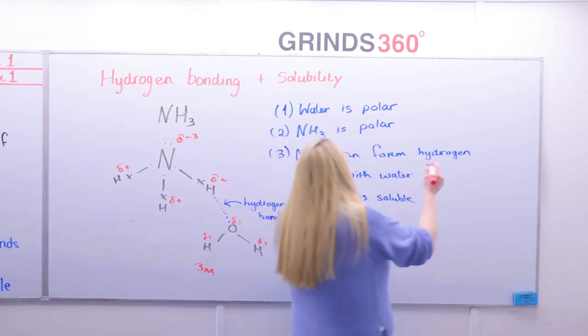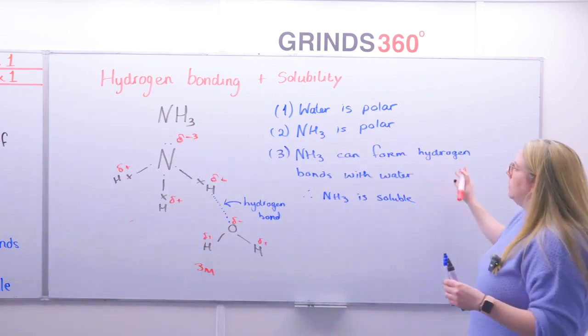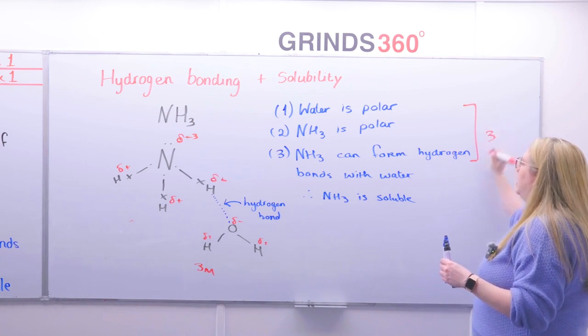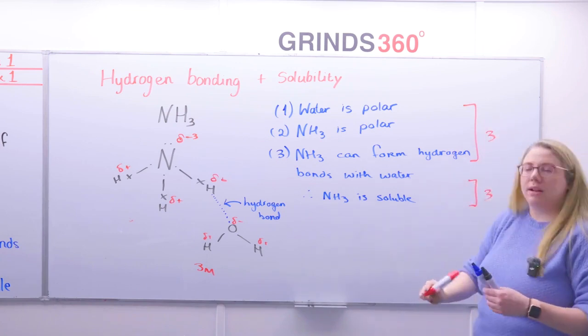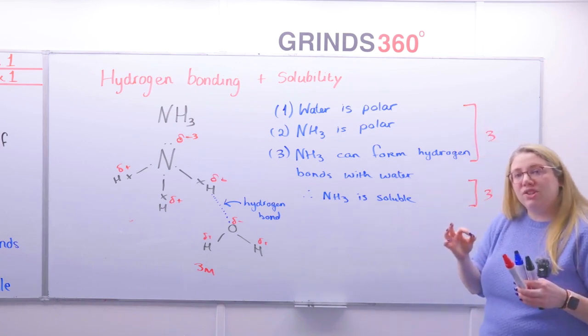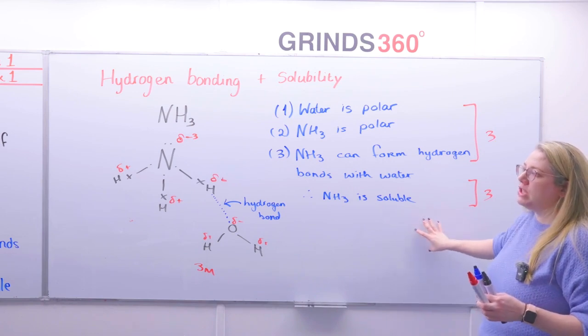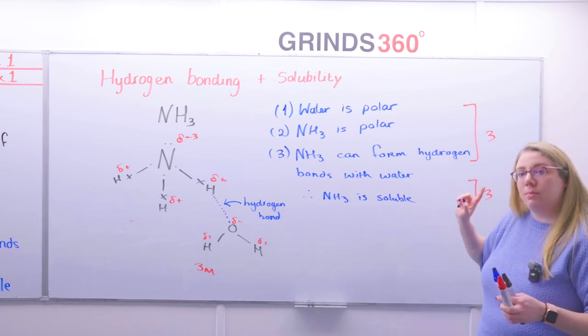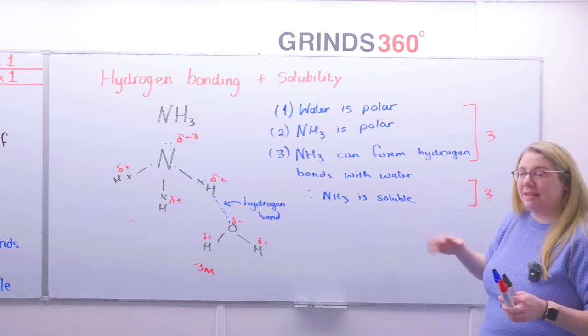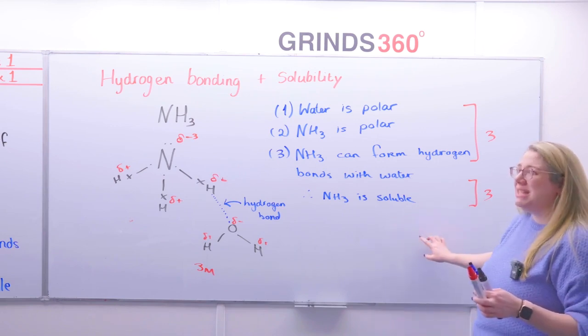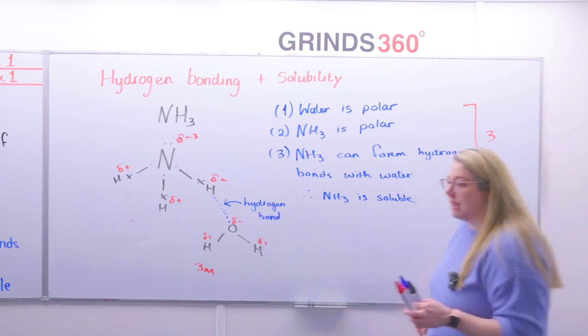3 marks for water is polar, NH3 is polar and can form hydrogen bonds. And then 3 marks for saying that it is soluble. So it's a lovely question to get, and this type of question can come up anywhere. So be particularly vigilant in the organic topics as well, particularly question 8 for a question like that.